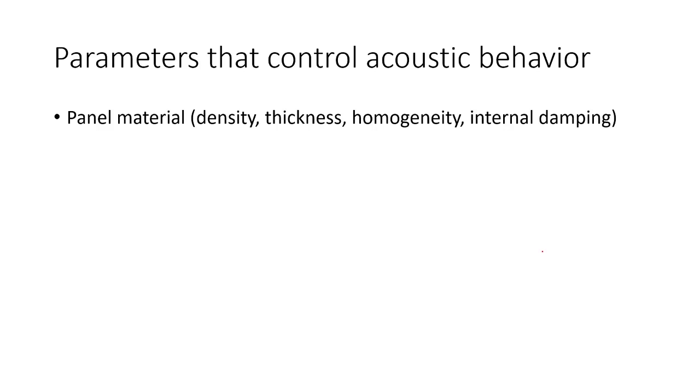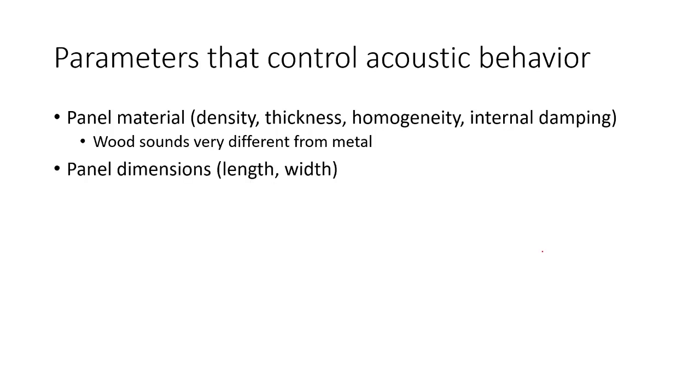And internal damping. Internal damping you can think of in terms of like a wine glass. If you were to tap a wine glass, it'll ring for a really long time because it has really low damping. If you imagine a wine glass that's made out of wood and you tap that wooden wine glass, it wouldn't ring at all because the internal damping of wood is very high. So wood sounds very different from metal, which will sound different from glass, which will sound different from cardboard, etc. Because all of these material properties are different.